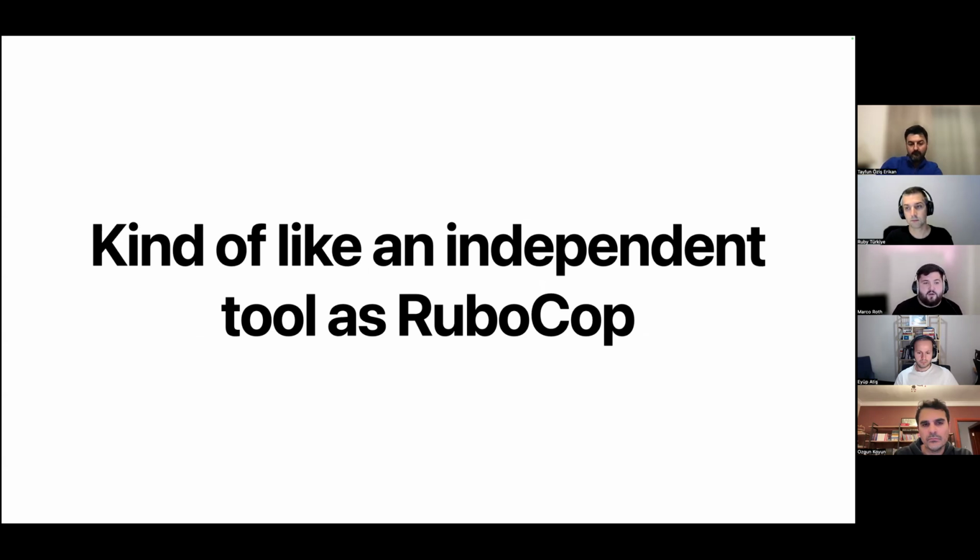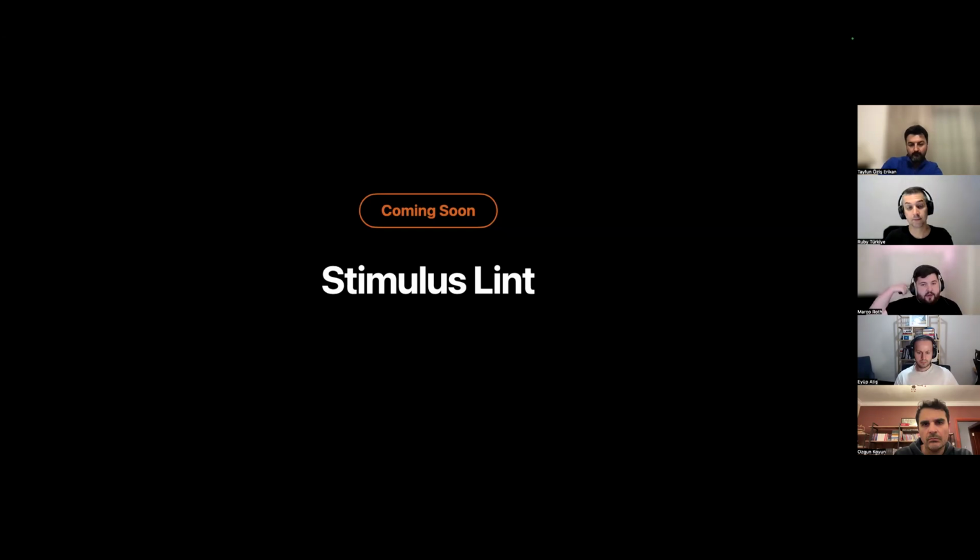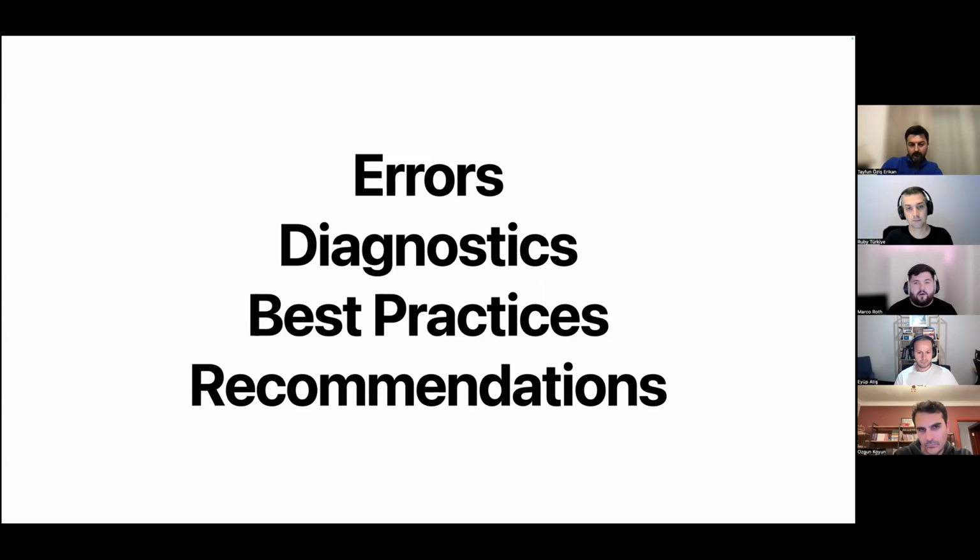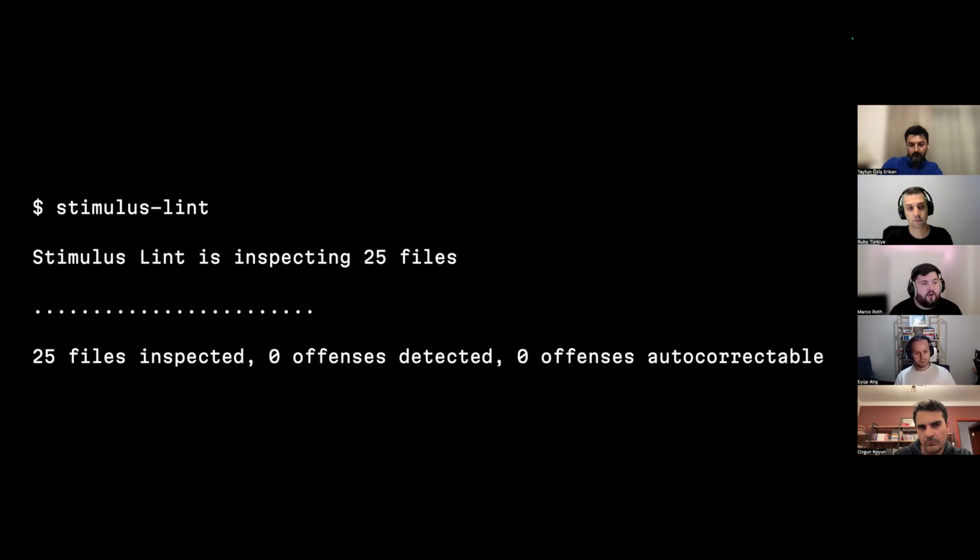And that's what I want to do. I want to build a Stimulus lint package that you can run independently from the LSP. And it will give you all the errors and diagnostics as I showed you. You can run it as part of your CI or in your local setup to make sure that you catch these errors early so you don't ship them to production.